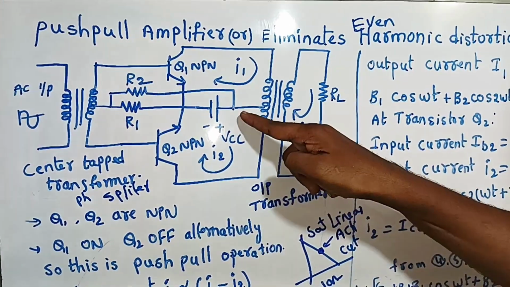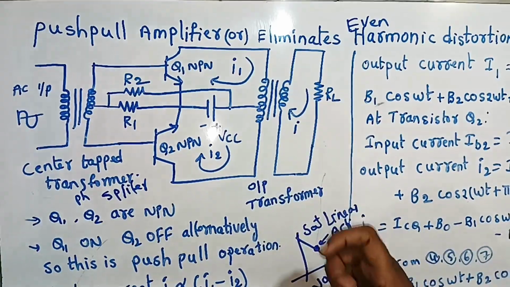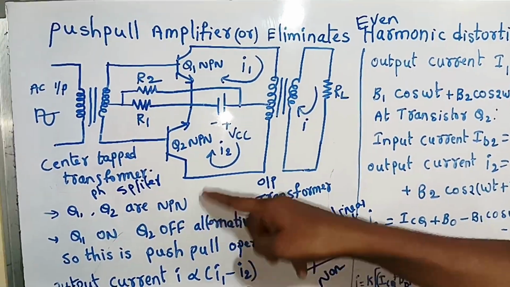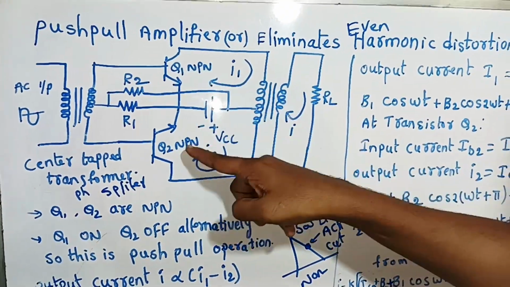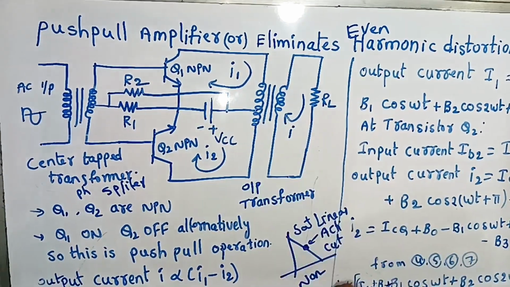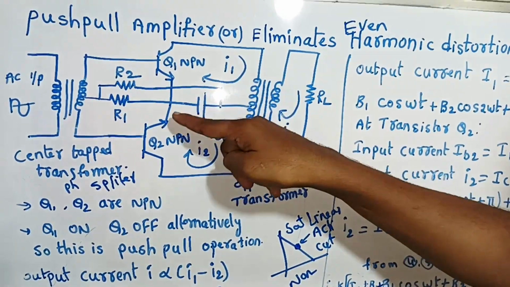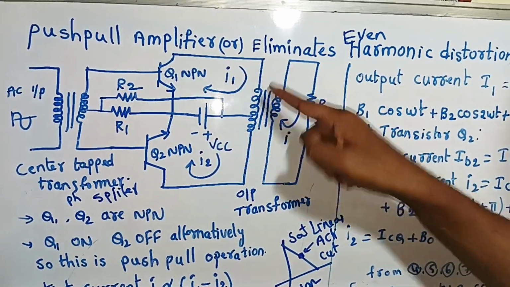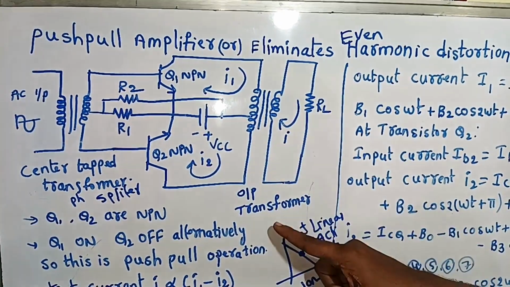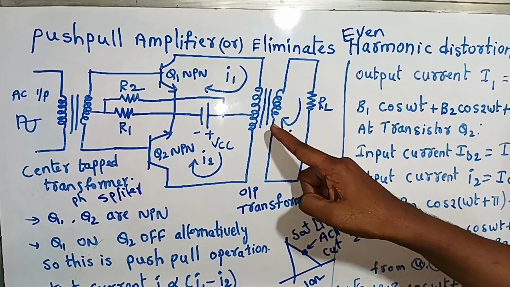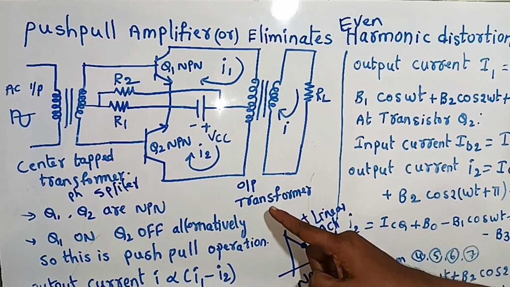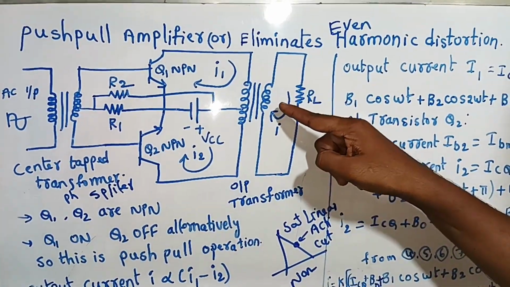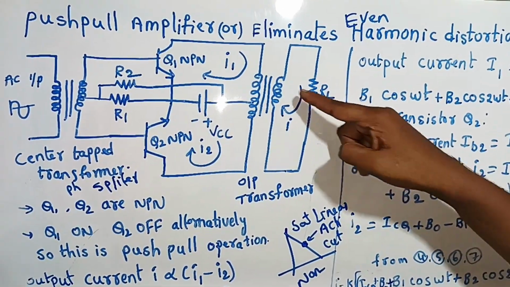biasing. This is the supply VCC, and here we are using two transistors, Q1 and Q2, both NPN transistors. Both emitters are connected together, and both collectors are connected to the primary of the output transformer. This is the output transformer. The primary is connected to the two collectors, and from the secondary of the output transformer we collect the output.